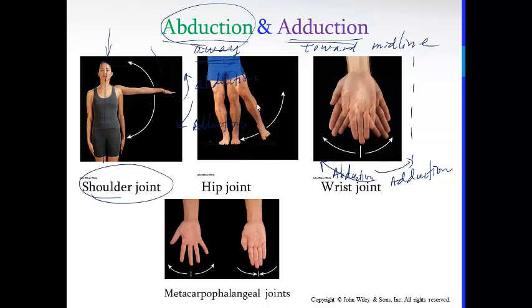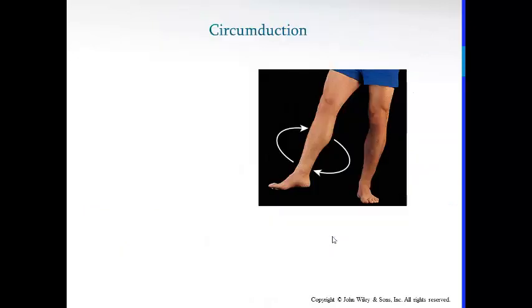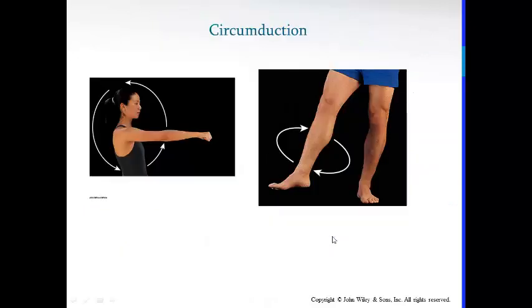If your foot is moving back toward the midline, this would be adduction. Moving away, abduction. Okay. Same thing with our metacarpophalangeal joints. If your fingers are moving away, this is abduction versus adduction. Okay. So these are hopefully not too bad to identify. And circumduction is when anything is moving in a circle.